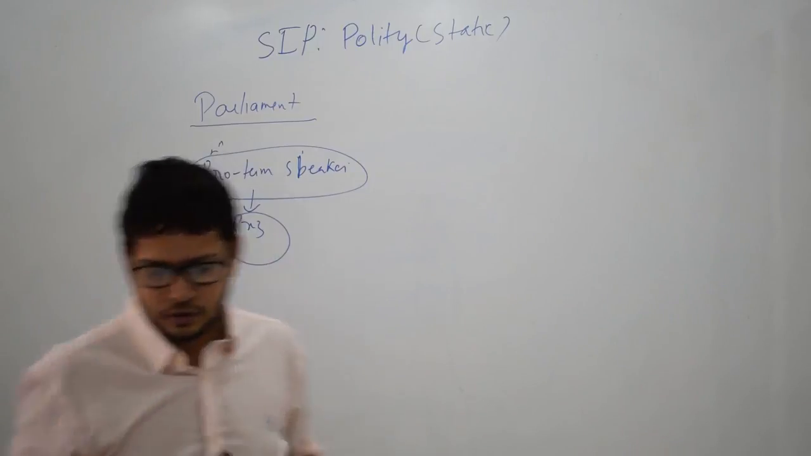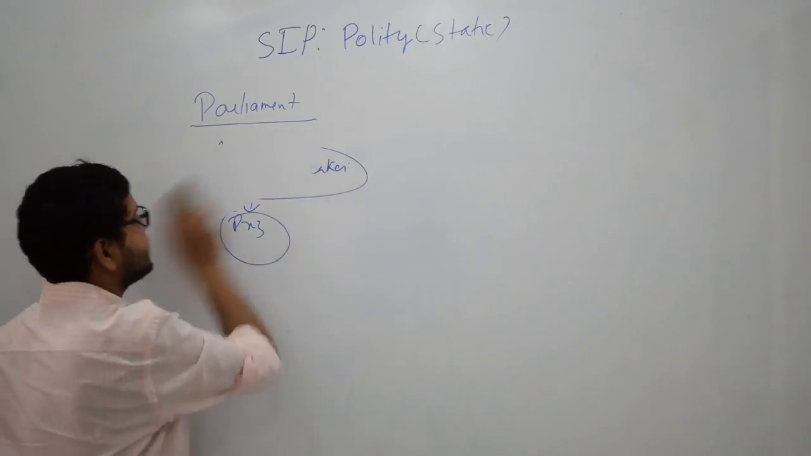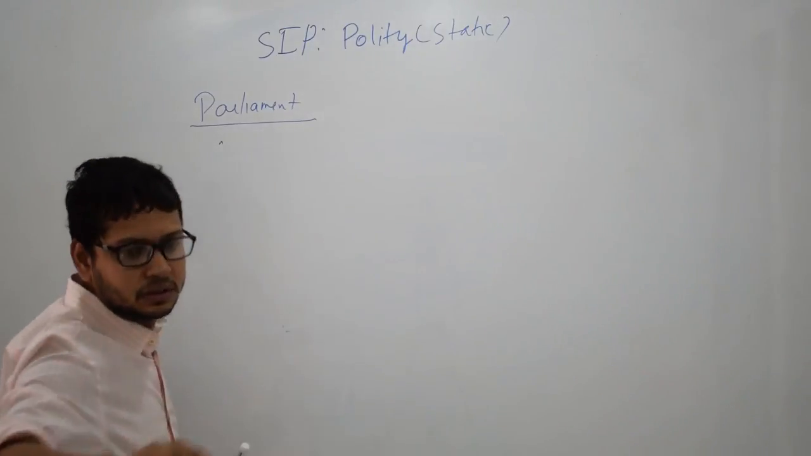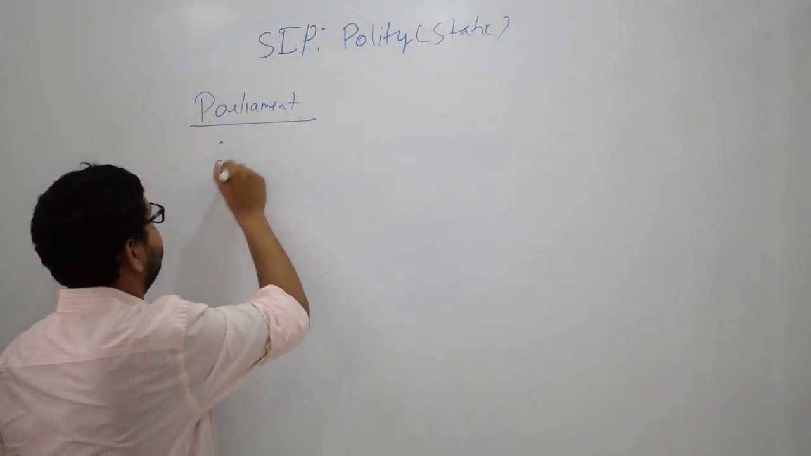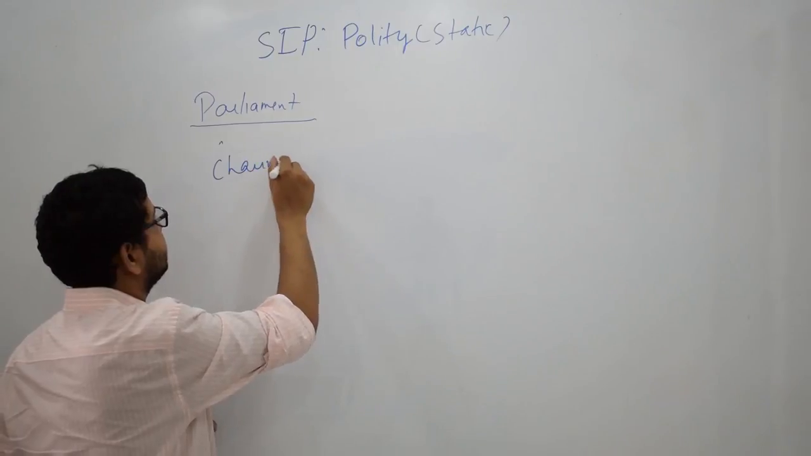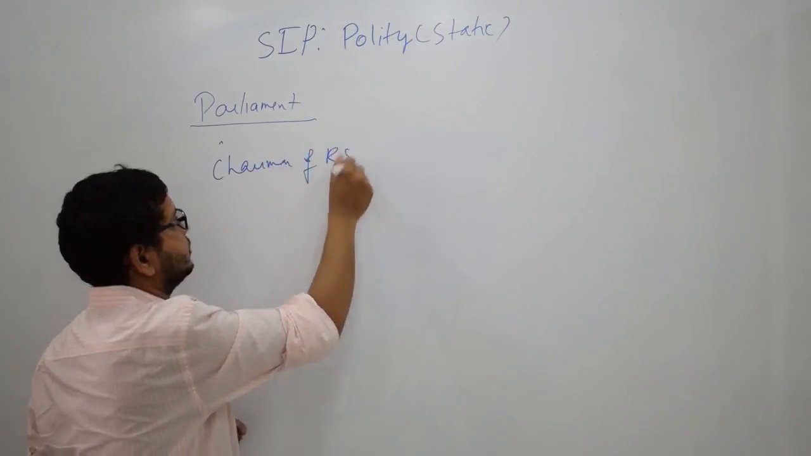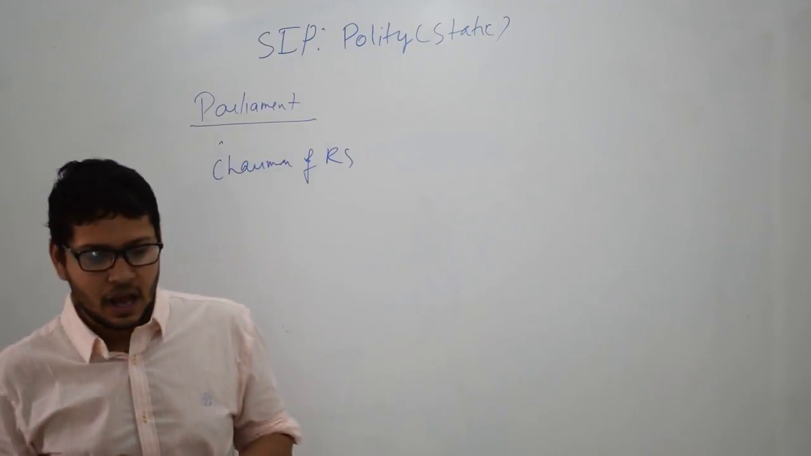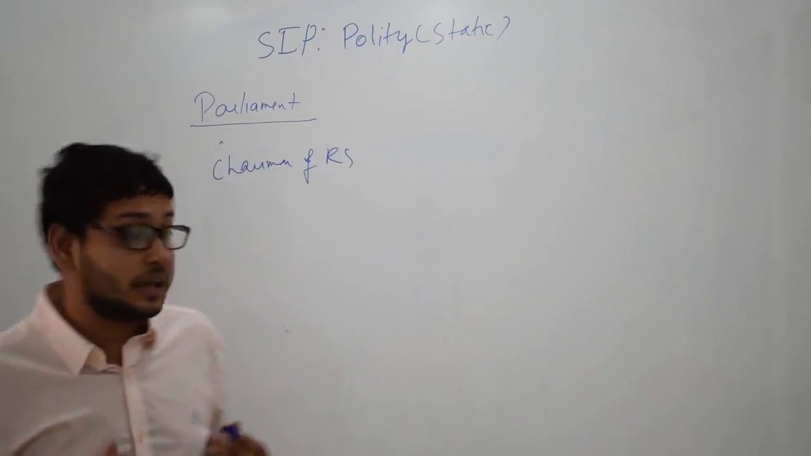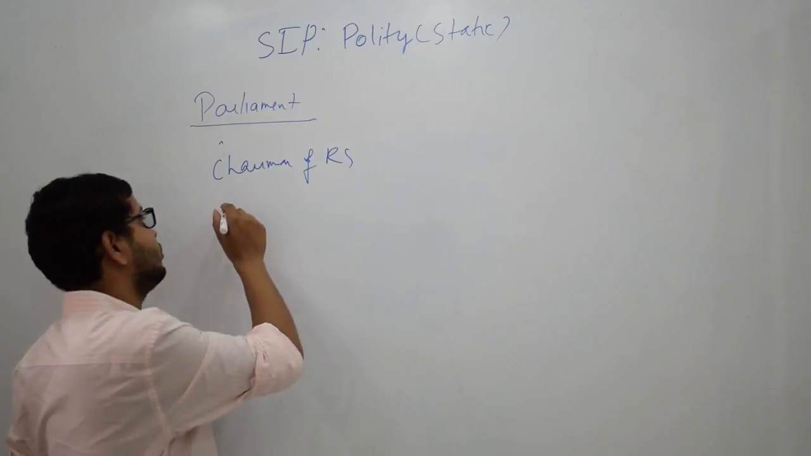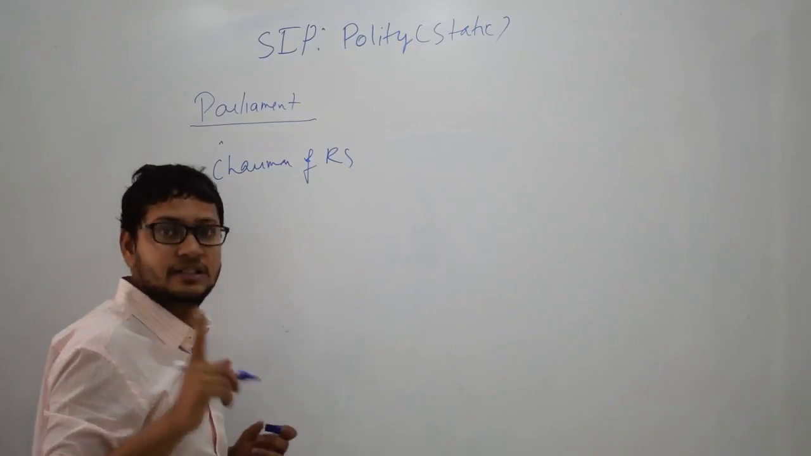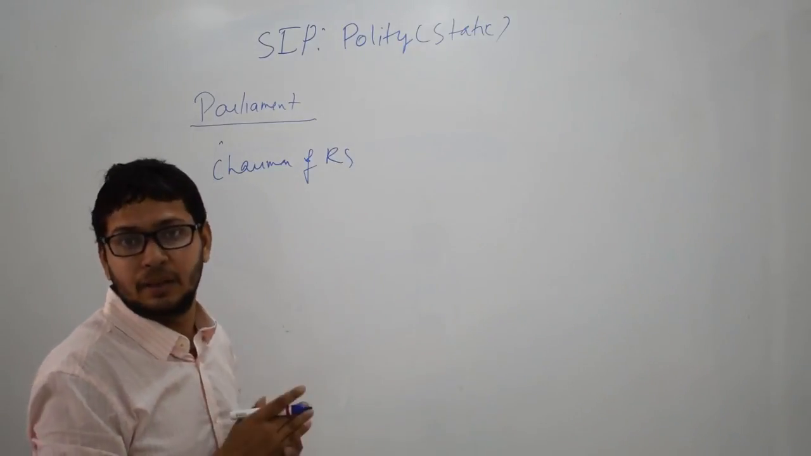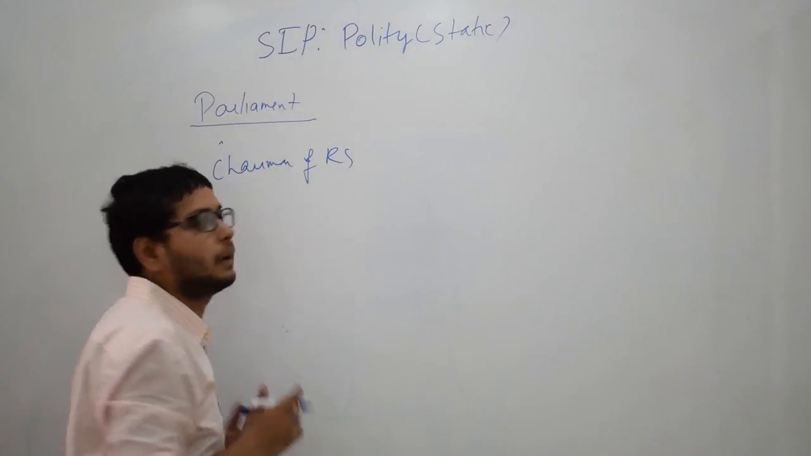Next is Chairman of Rajya Sabha. This we have dealt with only yesterday. So Chairman of Rajya Sabha is also the Vice President of India. And one trivia is that he is not a member of the House, unlike Speaker. Speaker is part of Parliament, but Chairman is not part of Rajya Sabha.